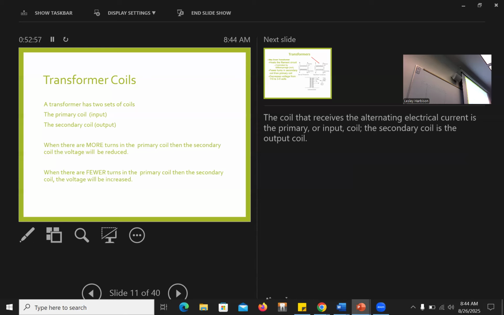The secondary coil is responsible for either increasing or decreasing voltage. So what would we call this one? Step up or step down? Step up. And which side is this on? The anode, and it's controlled by kVp.